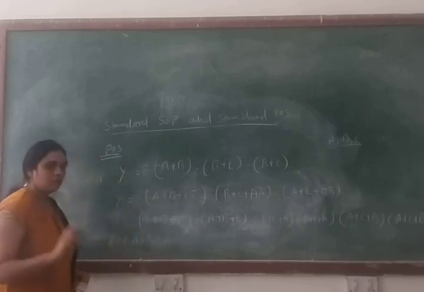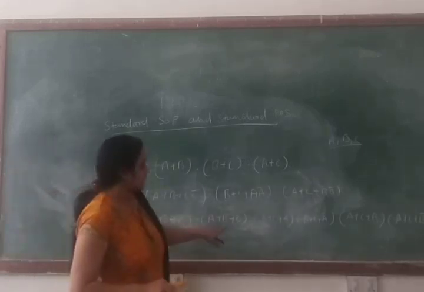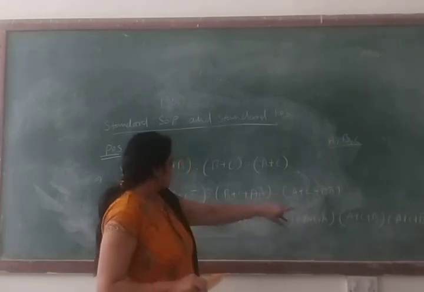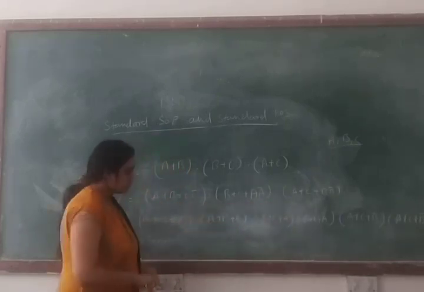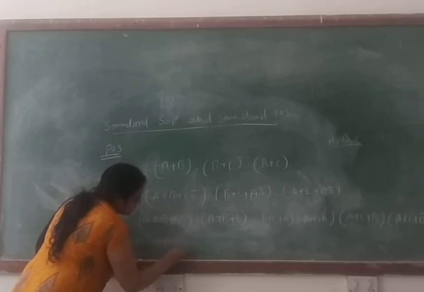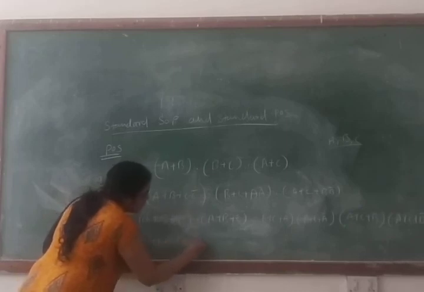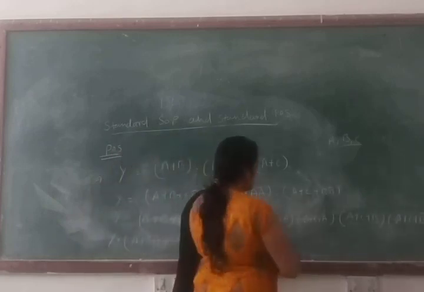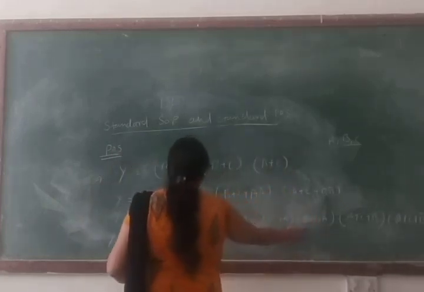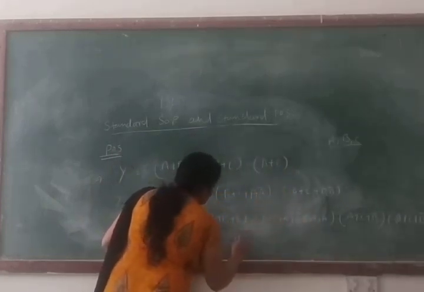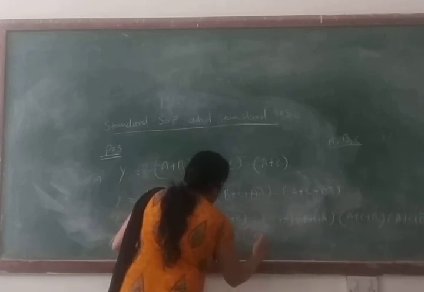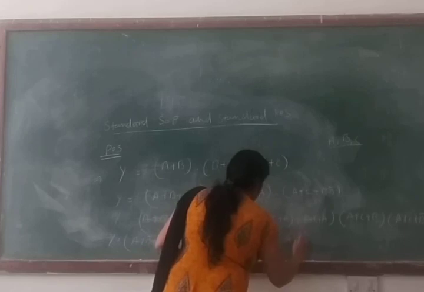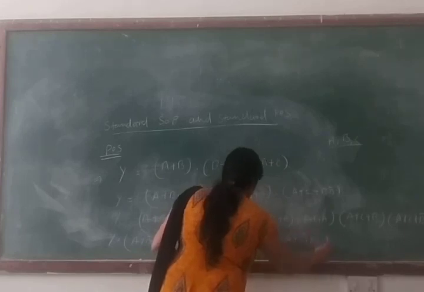So this is your first term. Now check this term A plus B plus C complement. This is only one term, so we will write it as it is, A plus B plus C complement. And now the next term is B plus C plus A complement, and the last term is A plus B complement plus C.